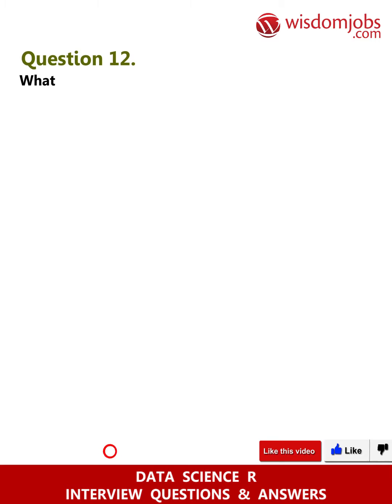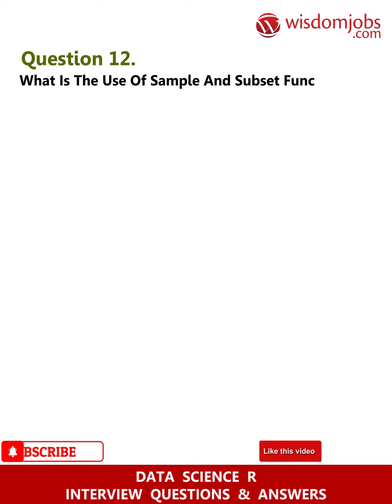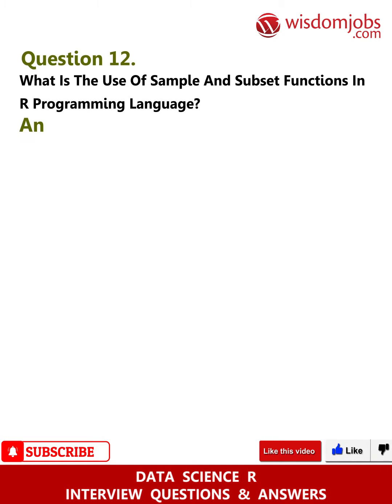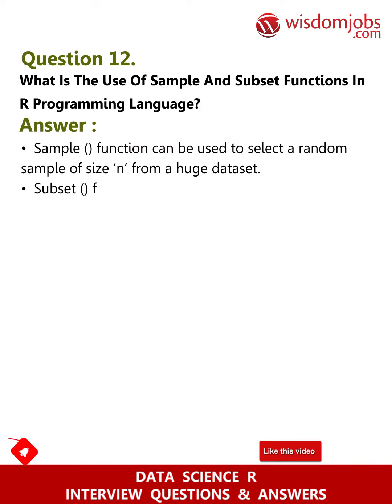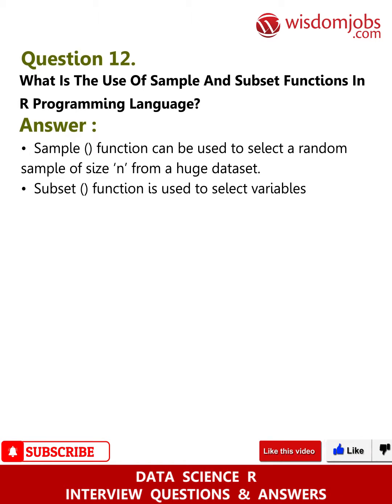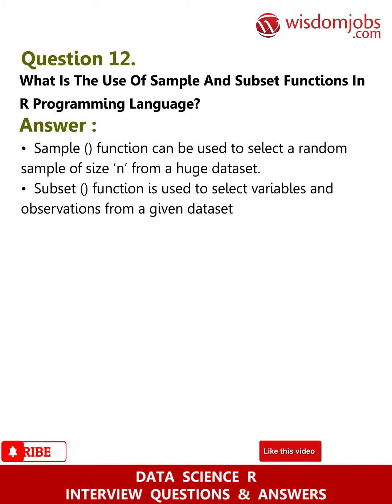Question 12. What is the use of sample and subset functions in R programming language? Answer. The sample function can be used to select a random sample of size n from a huge dataset. The subset function is used to select variables and observations from a given dataset.